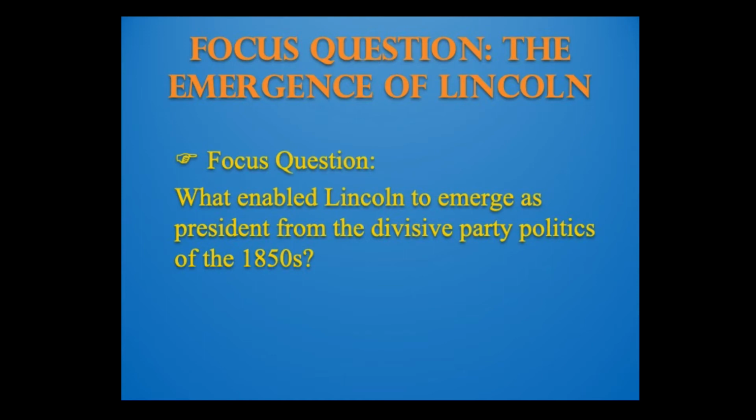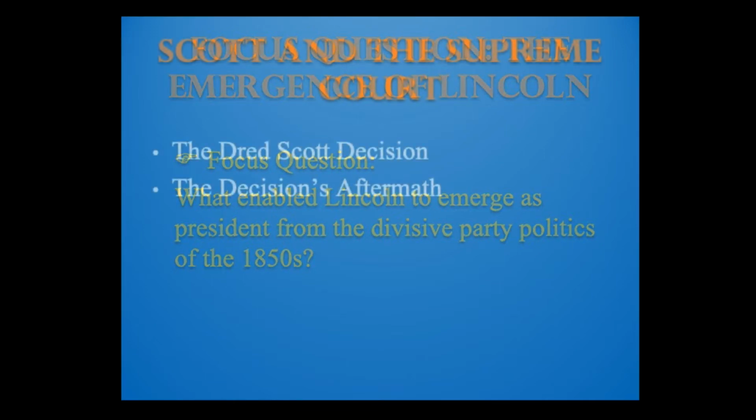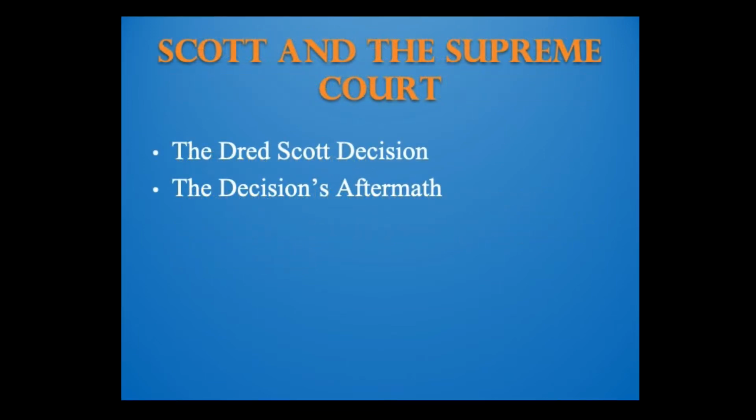This segment of the Chapter 13 lecture is titled The Emergence of Lincoln, and the focus question is, what enabled Lincoln to emerge as president from the divisive party politics of the 1850s? President James Buchanan, while a staunch defender of the Union, failed to settle the growing sectional tensions. He hoped that a Supreme Court case would finally resolve the slavery controversy.